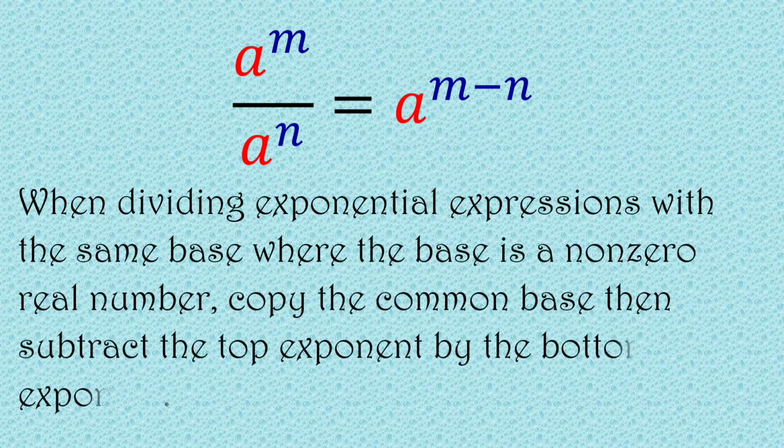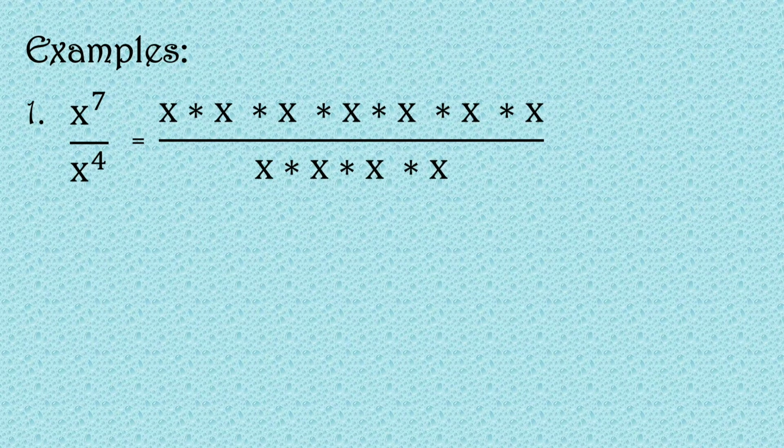So, when dividing exponential expression with the same base, where the base is a non-zero real number, copy the common base, then subtract the top exponent by the bottom exponent. So, example, number 1, x raised to 7 over x raised to 4. So, pagka long method, expand natin siya. So, 7 x, tsaka 4 na x. Then, cancel natin yung common nila.